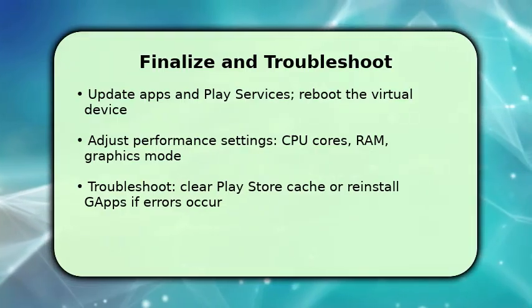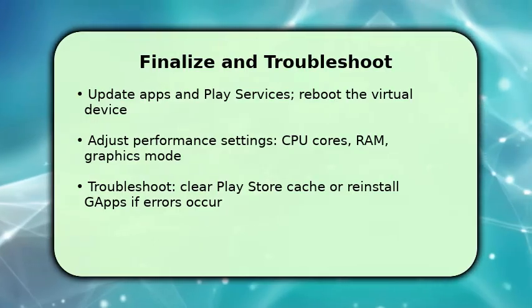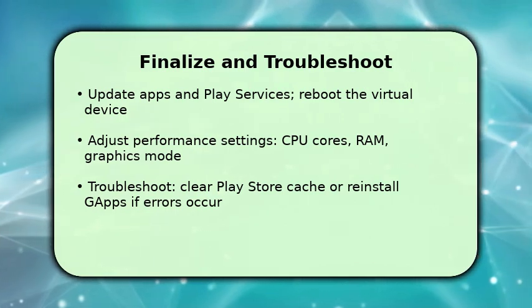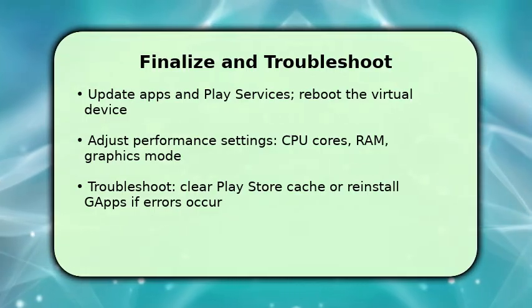If something goes wrong, clear the Play Store cache and data, sign out and back in, or reinstall the G-Apps package. These steps fix most authentication or download errors. If problems persist, reboot the host machine and retry the steps above.